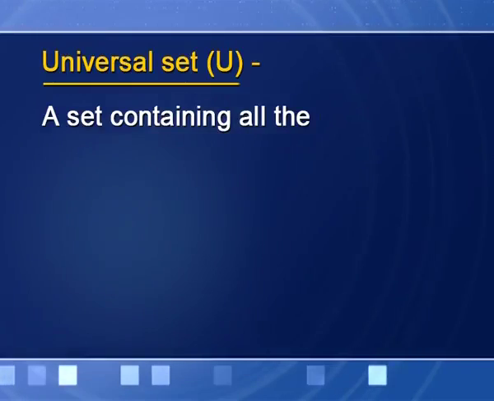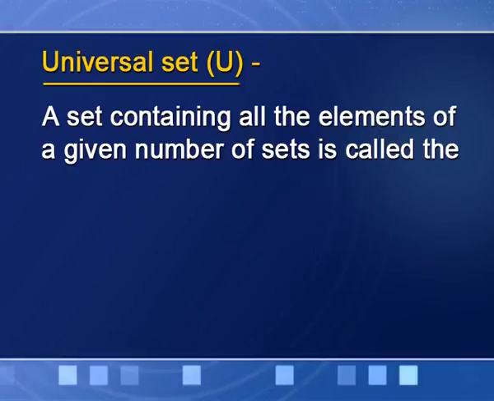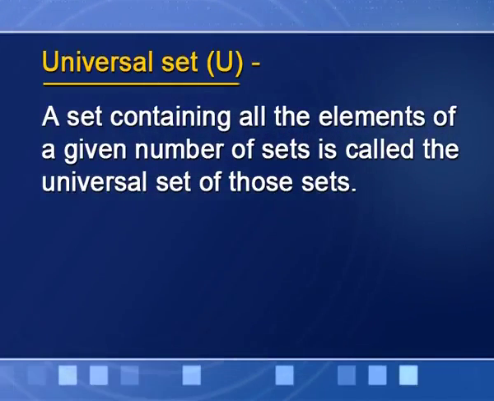Let us take one more definition: universal set. The meaning of universal set is that a set containing all the elements of a given number of sets is called the universal set of those sets. Which means if we have a given number of sets, then a set that contains all the elements of those sets will be the universal set of those sets. Let us make it more clear with this example.